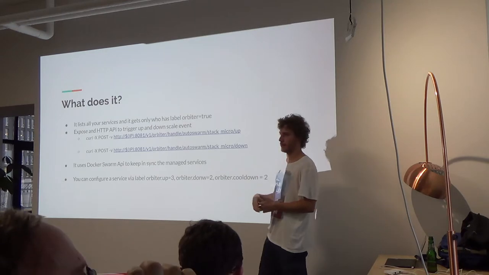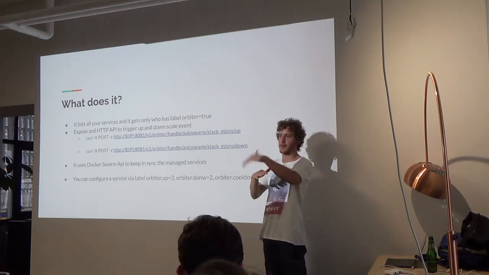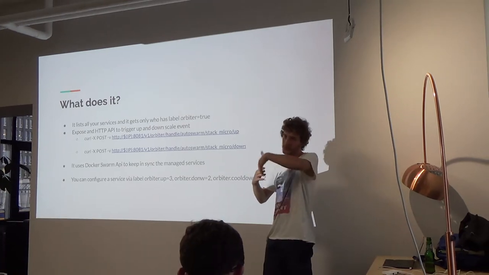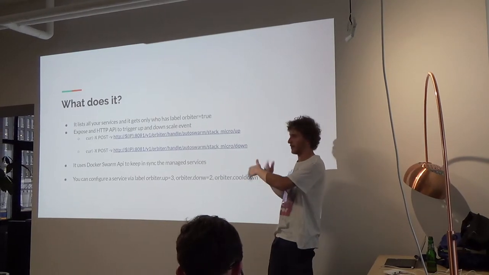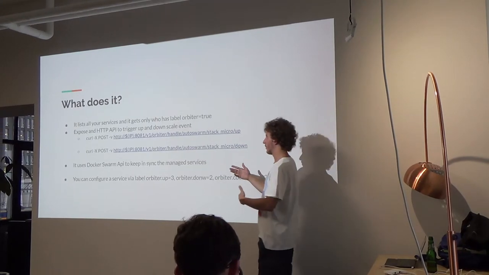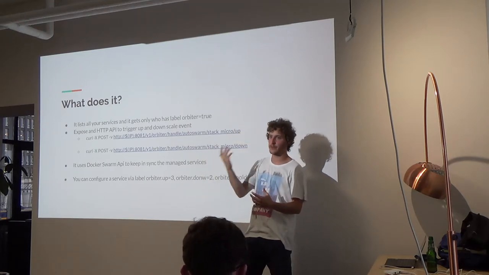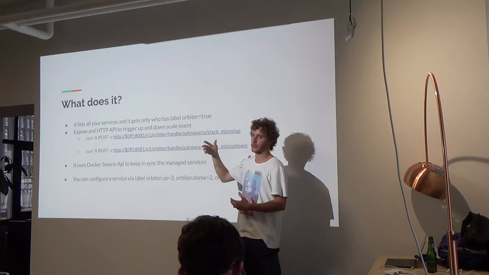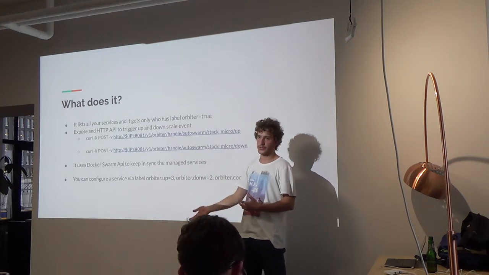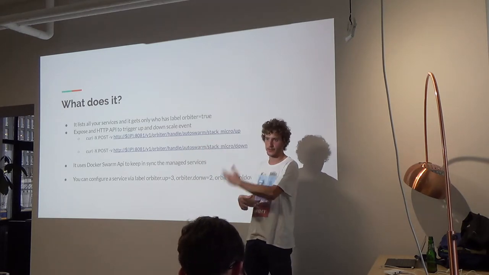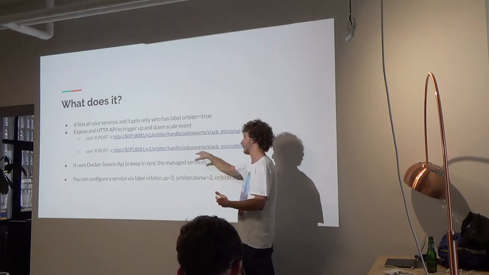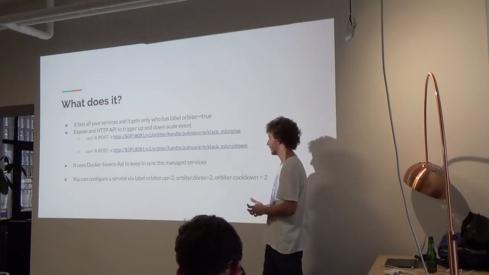It uses the Docker Swarm API to keep in sync the number of services that you are deploying and the number of services that you are handling. What does it mean? It means that if you are deploying a new stack and you are creating 10 new services, Orbiter is able to search for them. It detects that there are new services, and it can add them in Orbiter itself.